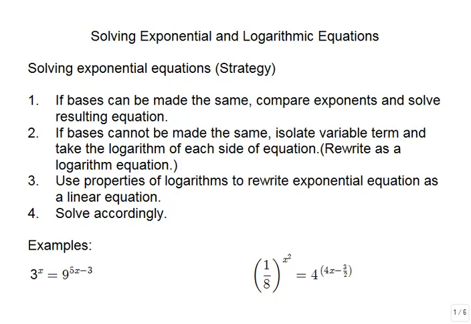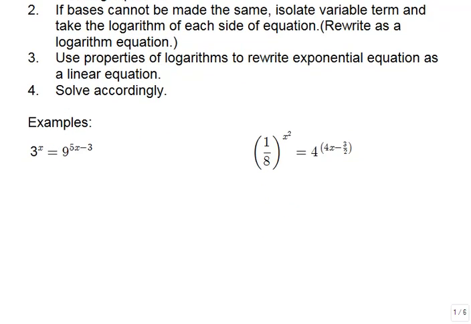If that's doable, then you're going to make the two bases be the same and then just equate the two powers. So for example, if I have 3 to the x equals 9 to the 5x minus 3, how can I make those bases be the same? Well, we can't make the base 3 get any smaller, but I know that 9 is a perfect square, it's 3 squared. So if I change this 9 to 3 squared, all of that is being raised to this power 5x minus 3. I'm not doing anything to the left side.